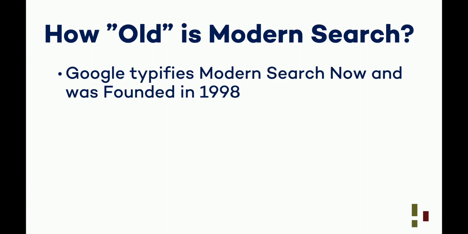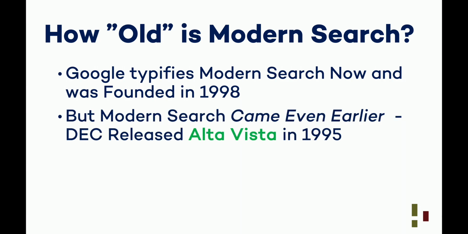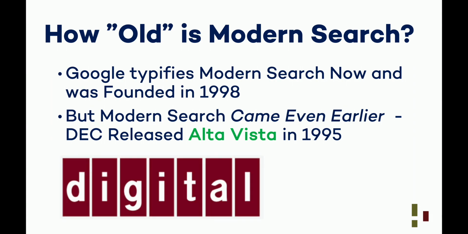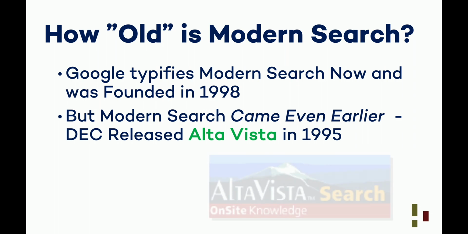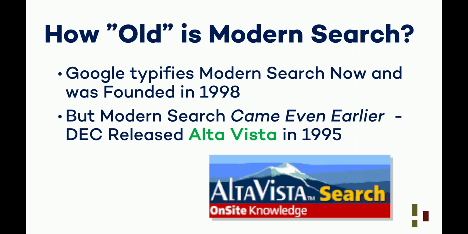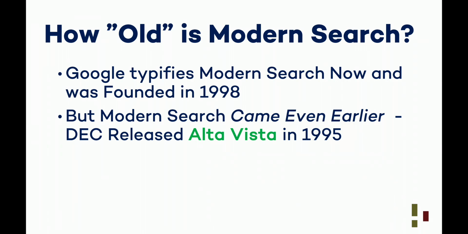Google typifies what modern search is now, and it was founded in 1998, almost a decade after the web was formed, about 23 years ago as of this recording. But modern search came even earlier, from Digital Equipment Corporation, or DEC, and that was one of the largest companies way back then. And I was a young engineer working there when DEC rolled out a software package called Alta Vista. And I was one of the young engineers who helped install and explore how to use modern search at the National Security Agency way back then.